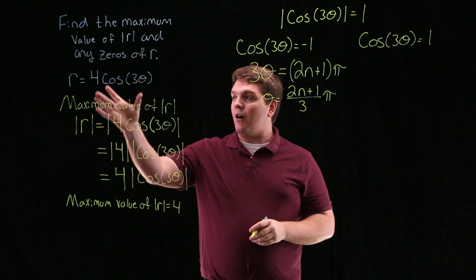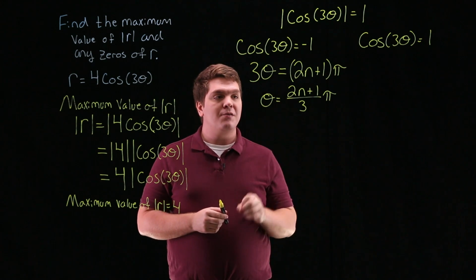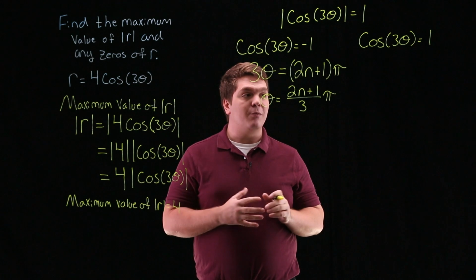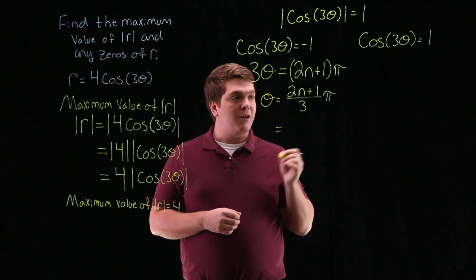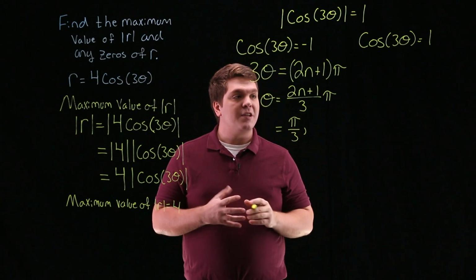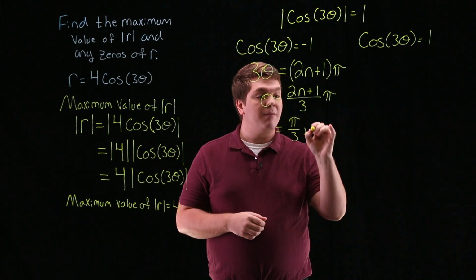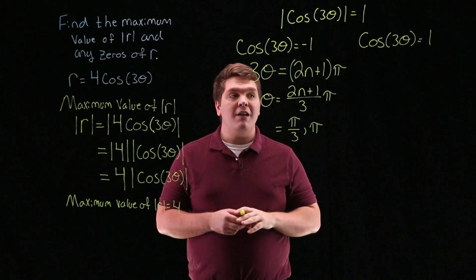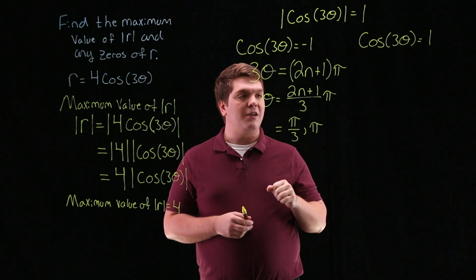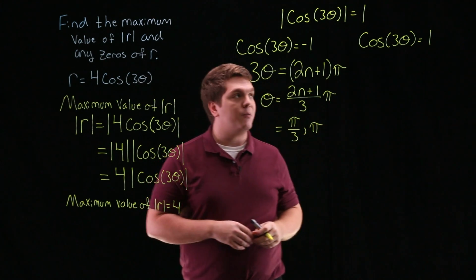Since our r is symmetric to the polar axis, we only care about values of theta between 0 and pi. If we substitute n equals 0, the first value we care about is pi divided by 3. If we substitute n equals 1, we have 3 divided by 3 times pi, which is just pi. If we choose any value of n larger than 1, including 2, we're going to have values which are larger than pi. So we'll keep repeating as we move around.